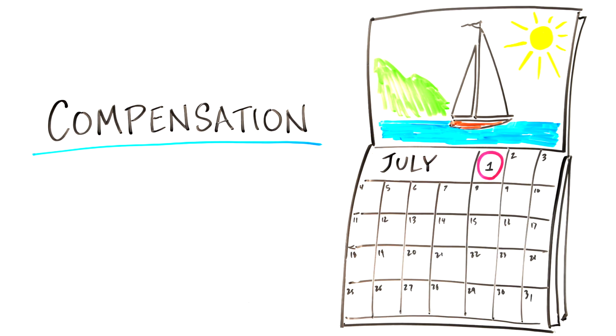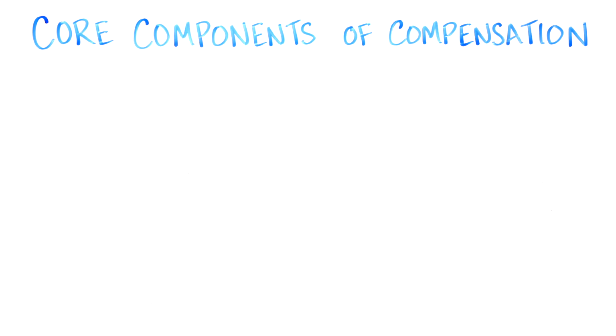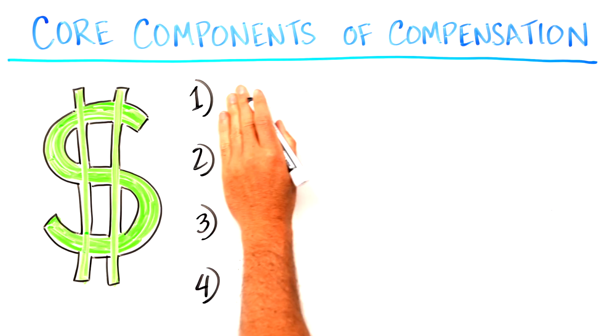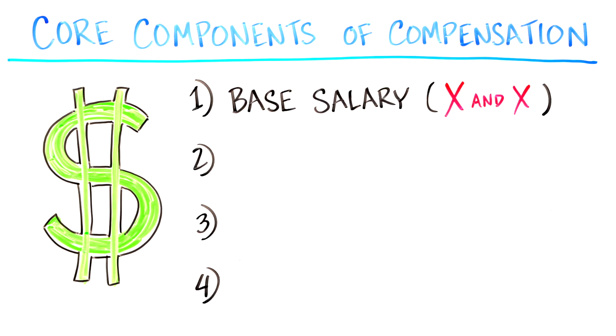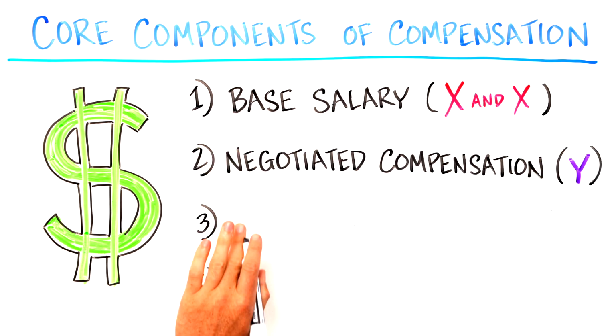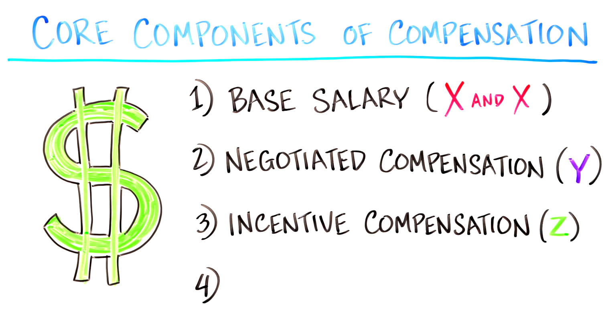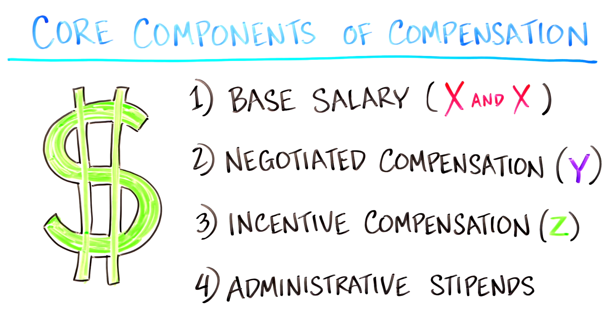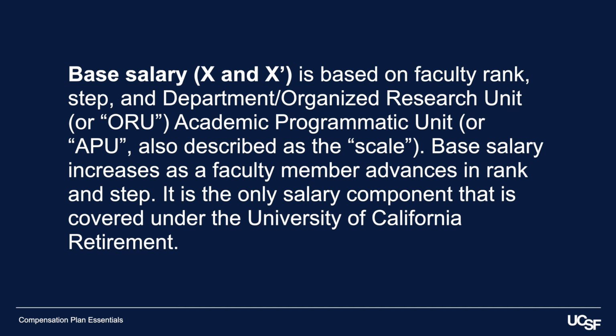Each department determines the factors it uses to set salaries, and those factors vary by department. There are four core components of compensation in the plan: base salary, your X and X prime; negotiated compensation, or Y; incentive compensation, the Z; and administrative stipends. So the base salary, the X and the X prime, is based on faculty rank, step, and department or ORU academic programmatic unit, or APU.